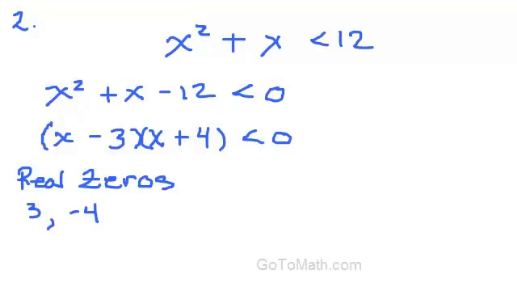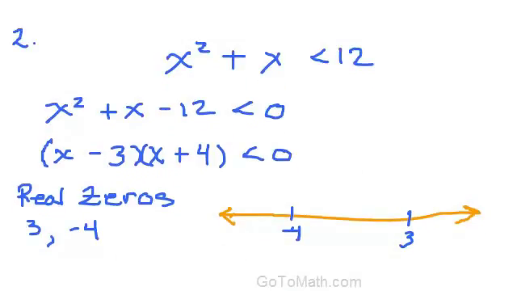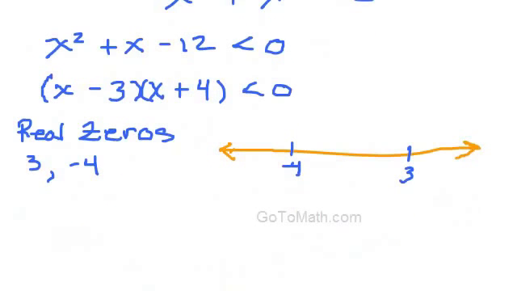Okay, and then what we'll do now is draw a graph. Let's label our zeros on the graph. So we have negative 4 and 3. Now we'll do our test points. Our test points were in orange, so we probably want to stick with that same color scheme. And of course I used green for the number line.